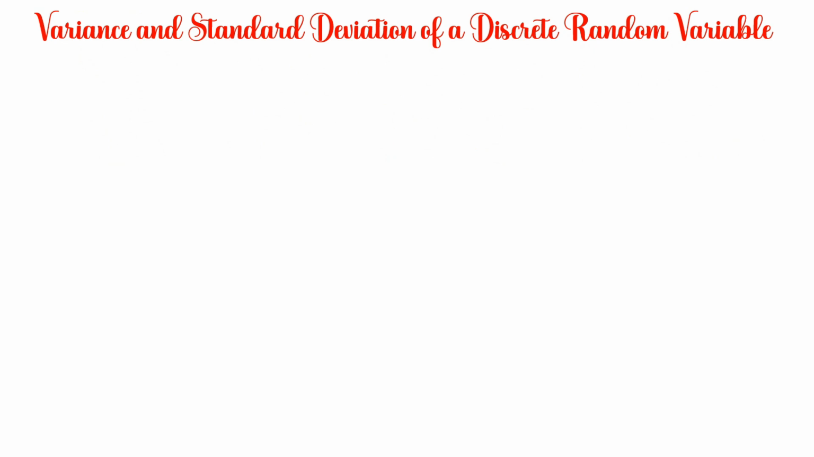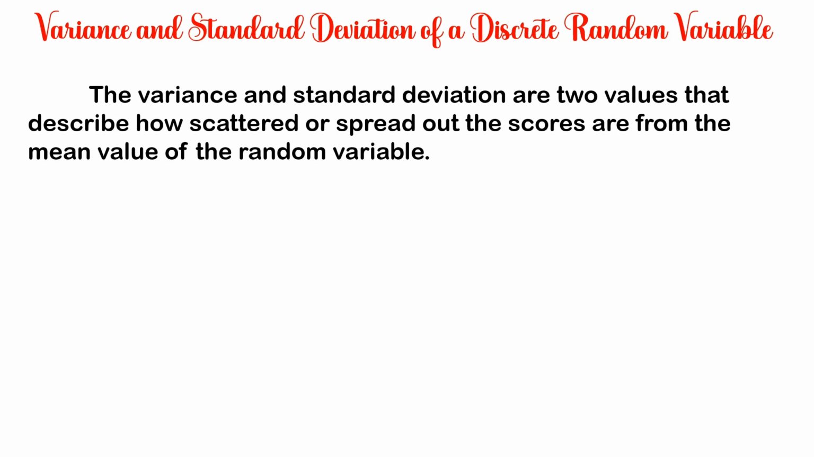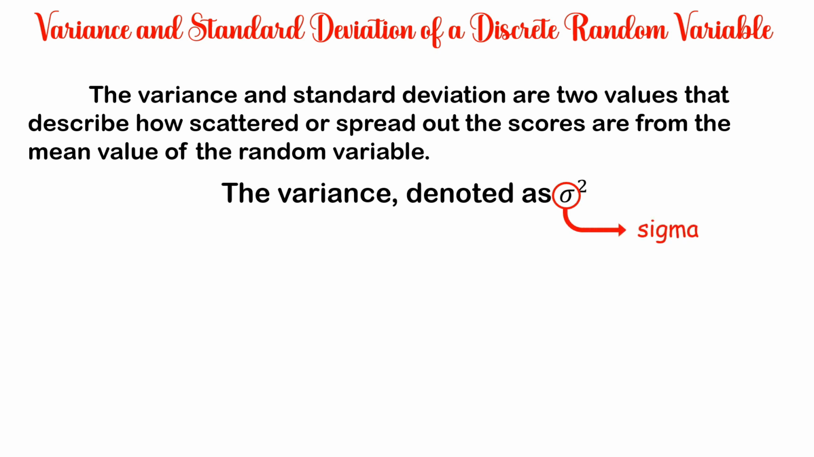Before we compute the variance and standard deviation of a discrete random variable, let us first define the standard deviation and variance. The variance and standard deviation are two values that describe how scattered or spread out the scores are from the mean value of a random variable. The variance is denoted by this symbol, which we call sigma. Therefore, the variance is denoted as sigma squared.